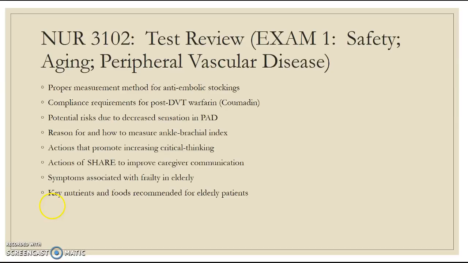Know what type of teaching needs to be done after somebody's had a DVT and been put on warfarin. That was one of the handout things that you had. What kinds of things would be required? Somebody's going to have regular lab work drawn and follow up with their physician in probably 5 to 7 days after that to double check what their levels are, and that's required.